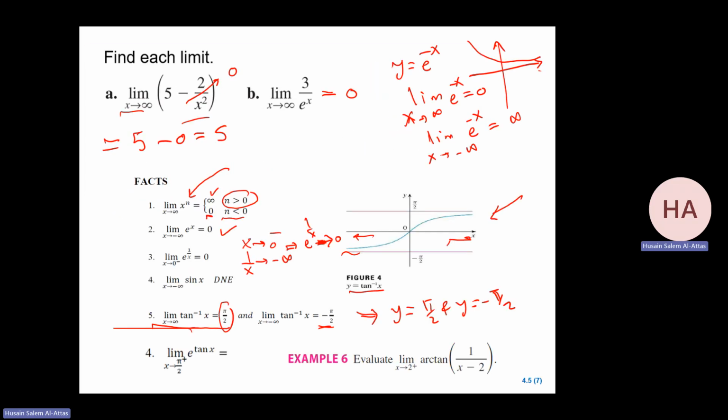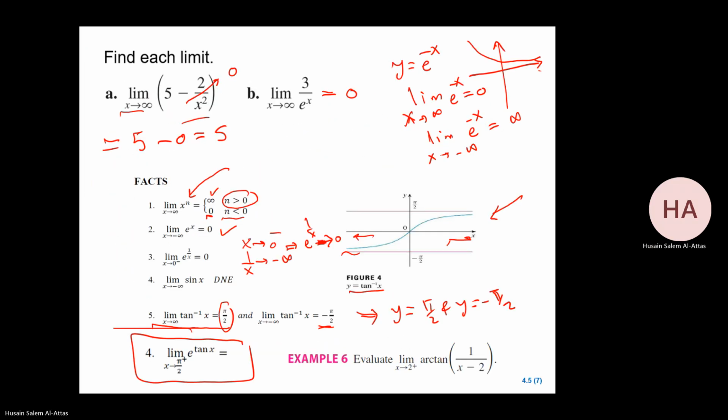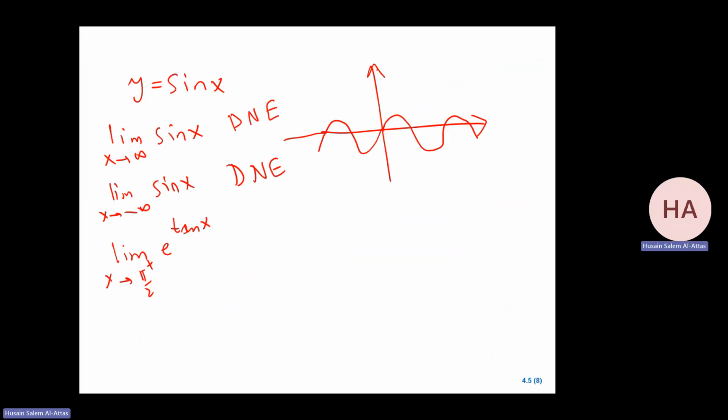Now let me do these problems. Calculation problems, okay? Just need to be careful. Do it step by step. Limit x goes to pi over 2 from the right, e to the power tan x. Now I need, if x goes to pi over 2 from the right, what is the effect of tan?